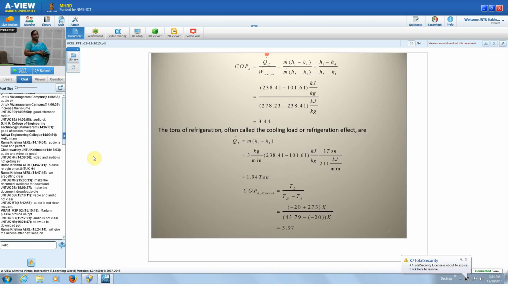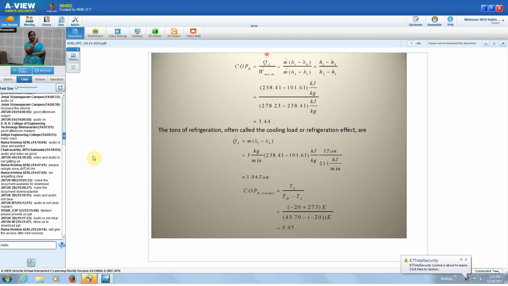So that then you can find out the cooling effect in terms of refrigeration. So M into H1 minus H4 is the refrigerating effect produced. M is given as 3 kg per minute, so you convert that to kg per second: 3 by 60 into H1 minus H4. If you divide that by 3.52, you will get it in tons of refrigeration.